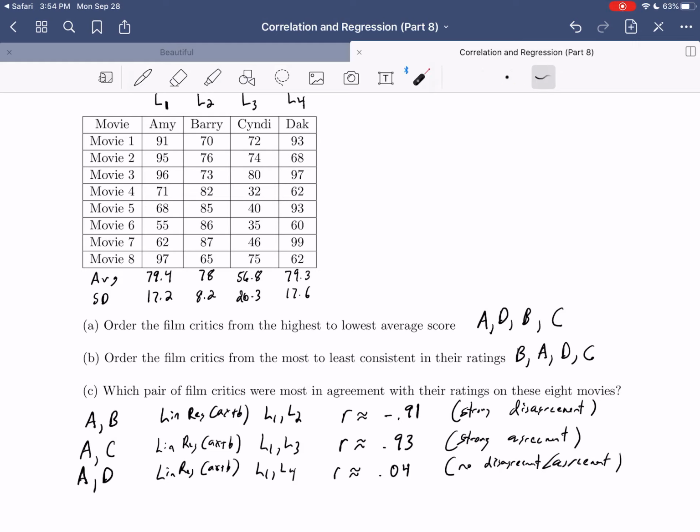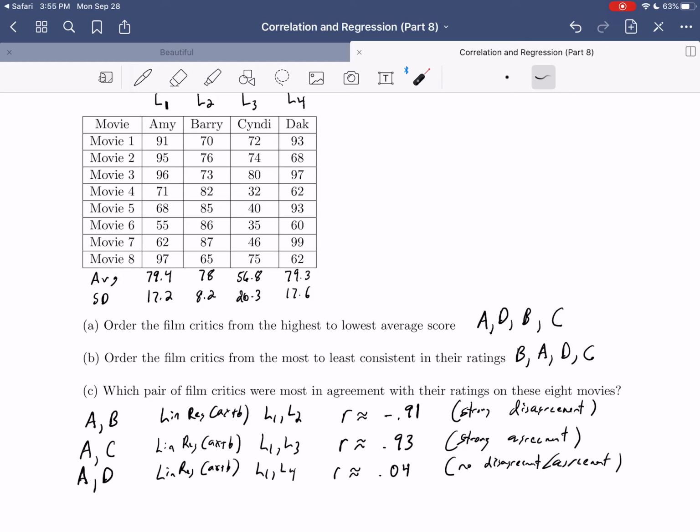Okay, now that might be a little bit strange when we think about people reviewing things, but what that means is that they don't necessarily agree and they don't necessarily disagree. Again, remember, we have identified that movies 1, 2, 3, and 8 were the ones that Amy really liked. What about for Dak? Well, he seemed to like movie 1, right? That was a 90, so he would agree with Amy on that. He liked movie 3, he would agree with Amy on that. But he also liked movie 5 and movie 7. Well, movie 5 and movie 7 were two of the ones that Amy really disliked. So they have some agreement, some disagreement. They really don't have a strong relation at all, either way.